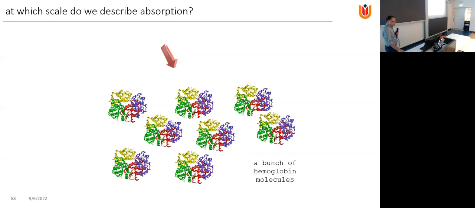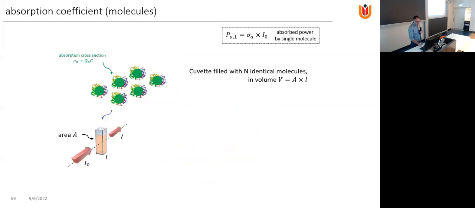So now what happens if we have a bunch of molecules? Let's take a bunch of hemoglobin molecules. We put them in a cuvette. The cuvette is filled with n identical molecules, and the volume of the cuvette is given by an area A, the illuminated area, and the length of the cuvette L. So the volume is A times L, and also assume that the whole area of the cuvette is illuminated. There's light in the whole cuvette.